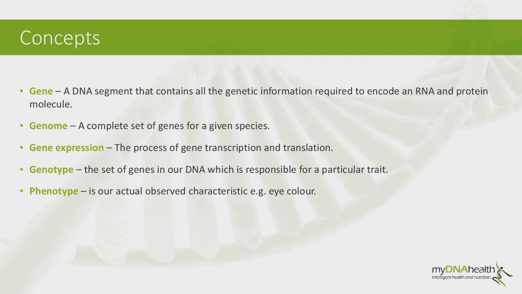Genome is the term given to the complete set of genes for a given species, so we're thinking more as a global term. Our gene expression is the process of that gene transcription to translation, how that actually happens within cells, within the nucleus. And then our genotype is what we refer to as the set of genes in our DNA which is responsible for a particular trait. Whereas our phenotype is the actual observed characteristic, again, our eye colour. So if we had the genotype, say, for blue eyes and brown eyes, our phenotype might be expressed as brown only. So we know that there's some slight differences there, and we just need to make sure our terminology is correct under that.